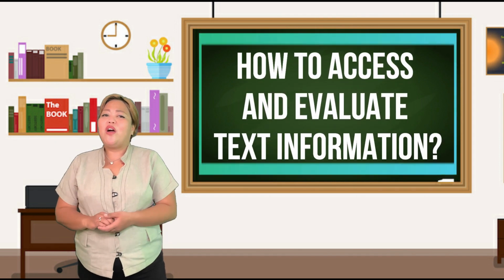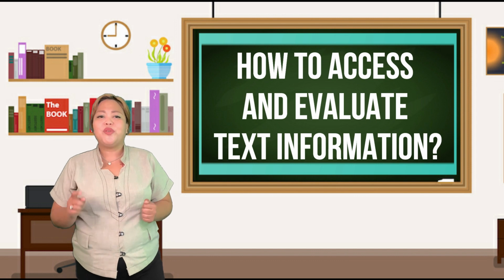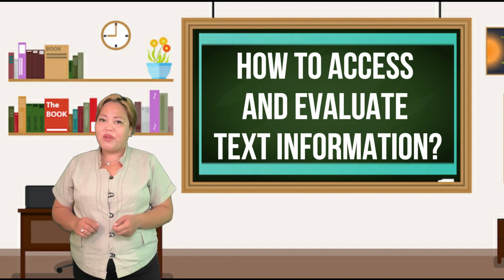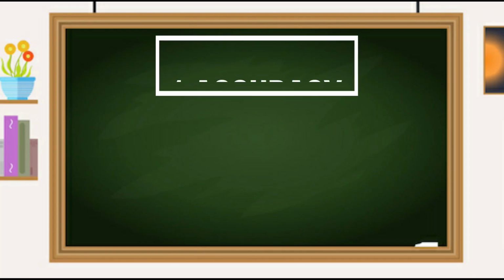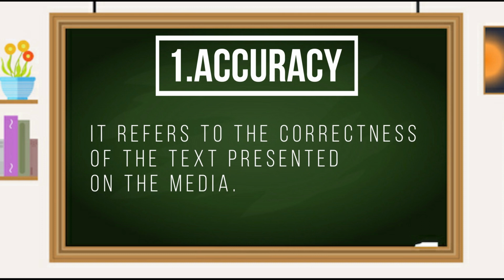Oh, so that is how text information is produced. Now, we are to find out how to access and evaluate text information. Accuracy. It refers to the correctness of the text presented on the media. Be sure that the information written, printed, or screen displayed is factual and true. Well-researched information is what it requires.